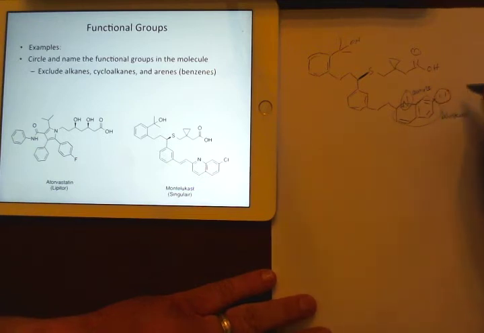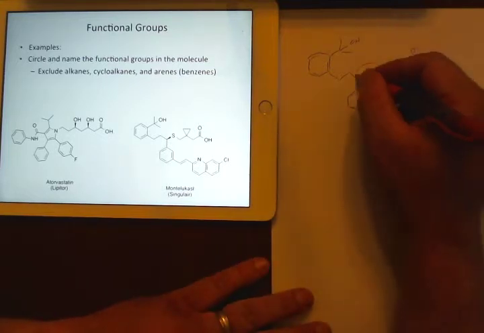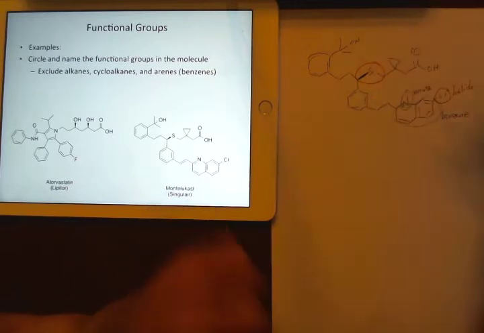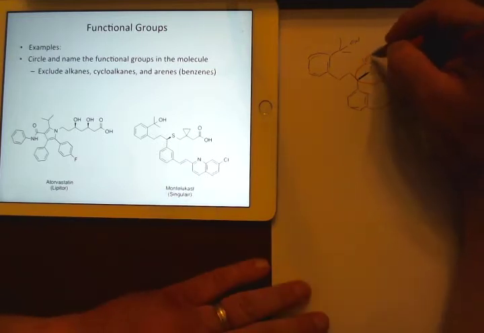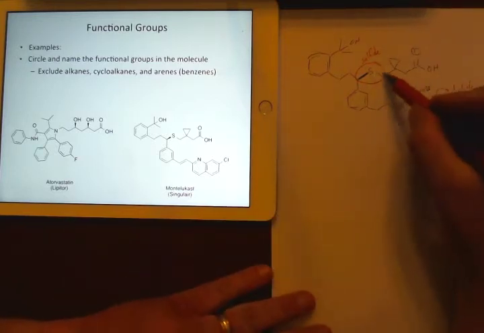But here, that's a halide. You can also say chloride. That'd be fine. So if you come in here, this isn't on your chart. This wasn't covered, but this is called a sulfide. Okay, it's the sulfur version of an ether.